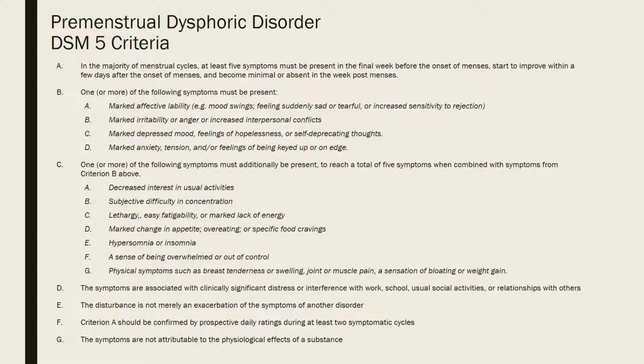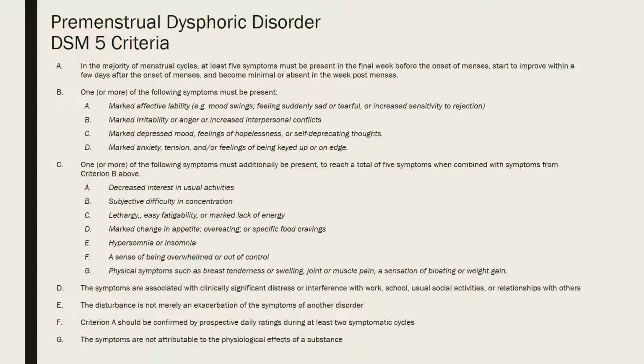So they have to be present that week before you get your period, they start to improve, and then they become absent for 1 week. The symptoms are associated with clinically significant distress or interference from work, school, usual social activities, and relationships with others. So I don't want to go to school, I don't want to go to work, I don't want to be around people. It's not merely an exacerbation of the symptoms of another disorder. So you have to rule out other disorders first.